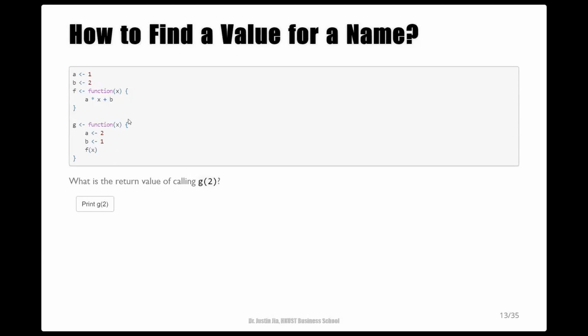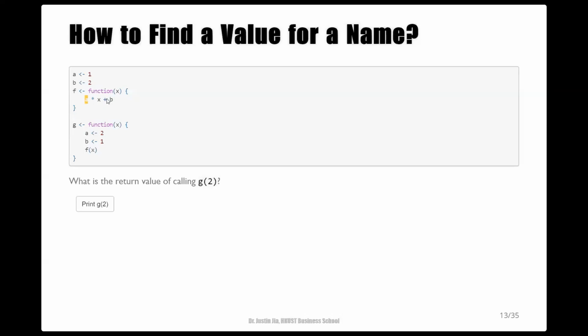This code snippet defines two variables, a and b, and two functions, f and g. F here is a function which takes its argument x, and it multiplies x by a, and adds the result to b. Because this expression is the last line of the function body, the R object it outputs will implicitly become the return value of this function.